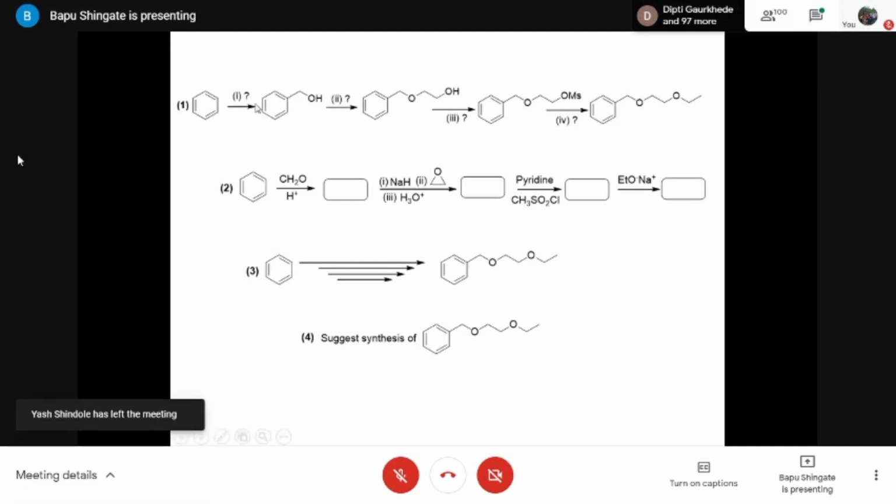See, here reagents are not provided, we just have to write the reagents. Means while carrying out some organic transformation, you should know the n number of reagents and n number of reaction conditions. Okay, then the second type of question.